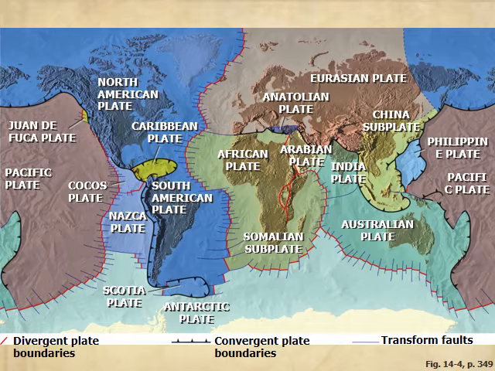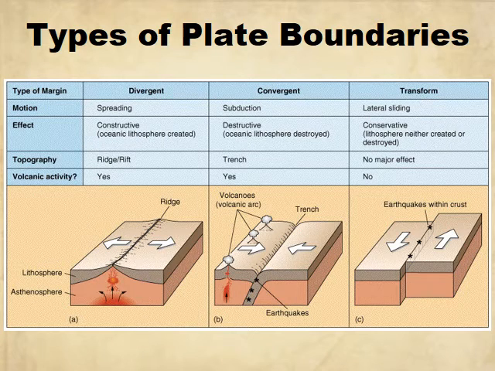So this map shows the Earth's major tectonic plates, and there are 7 major ones and then some smaller ones like the Caribbean plate, the Nazca plate, and this actually tells you whether it's divergent, convergent, or transform. You can see on the bottom of that. All right, so this is your cheat sheet, and I put this on your notes too, I believe.